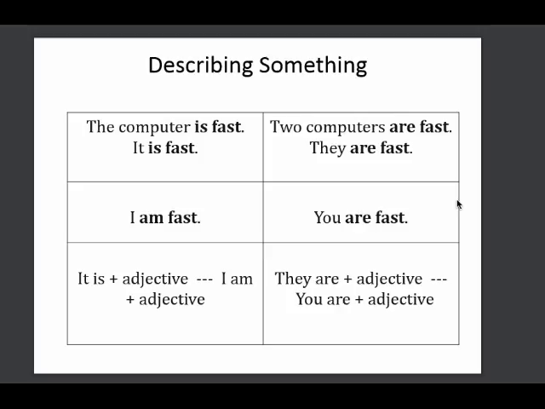I am fast. You are fast. These are, again, singular pronouns. And then you is a plural pronoun. We use a pronoun or we can use a noun when we describe something and we add the be verb plus an adjective. Okay, let's do some practice.